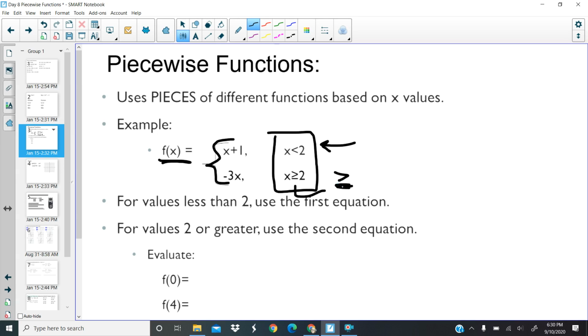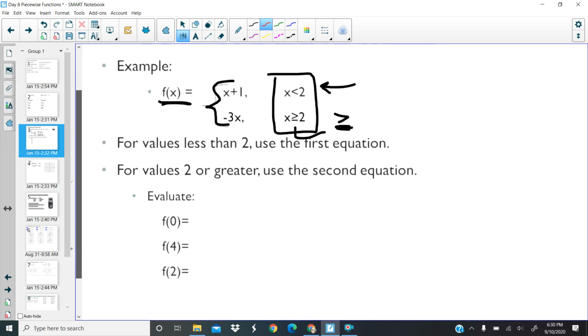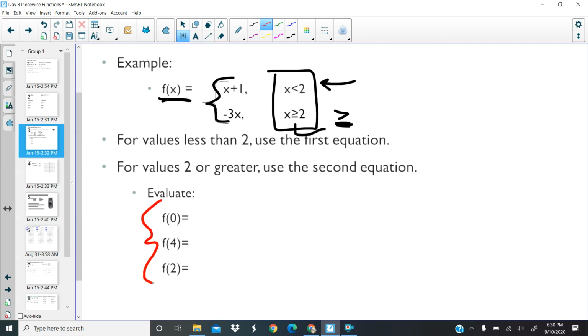So there's going to be a couple of different things to look at. But the biggest thing that I want you guys to look at is evaluating these. So we're going to try to evaluate these three at the bottom here. The first one is f of 0. If you notice, the 0 here is in the same place as the x is in here. So that's saying that we're going to be using 0 as our x value.